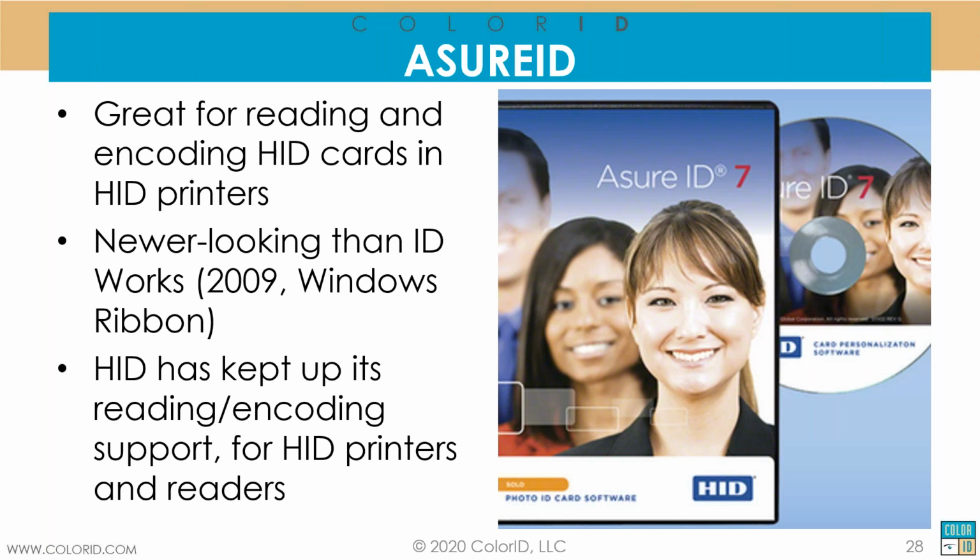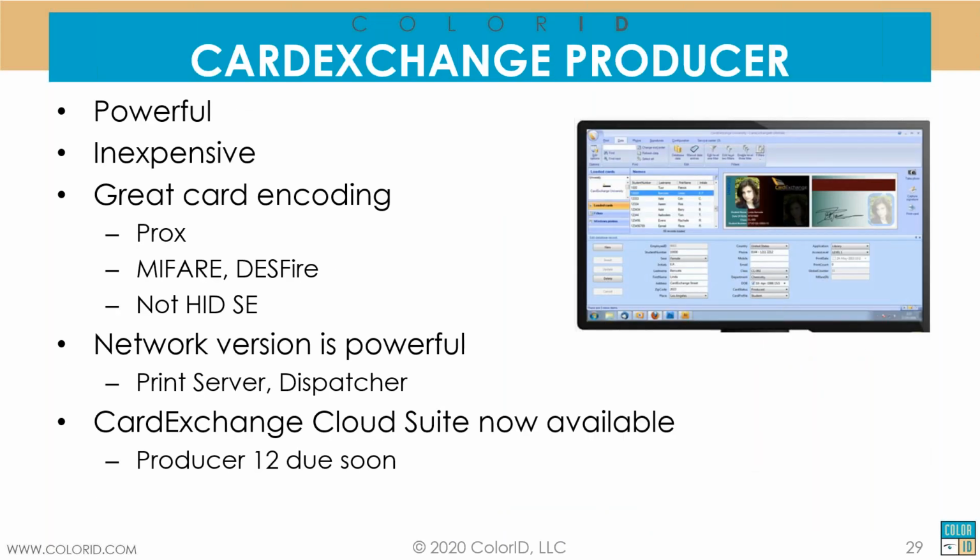ASUREID, which I think nobody on this call indicated that they're using, is from HID, built around 2009. Again, it's been around for quite a while, but it does look newer than ID Works. The thing that is still strong about ASUREID that they maintain and keep current is their encoding, reading and coding. So it will do a lot with contactless cards. If you're doing anything with HID cards, ASUREID is a pretty solid solution for you. It's desktop, nothing cloud or web about it, but it does have a strong encoding feature, especially for HID cards and products.